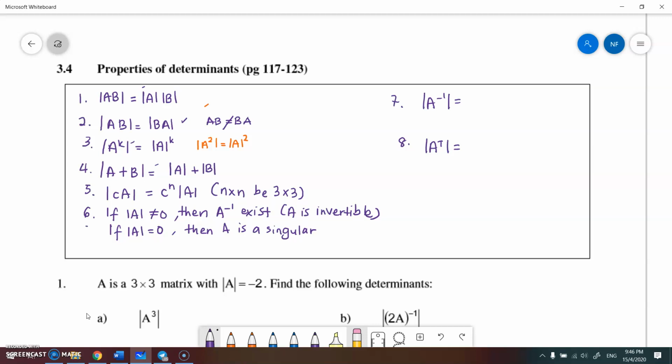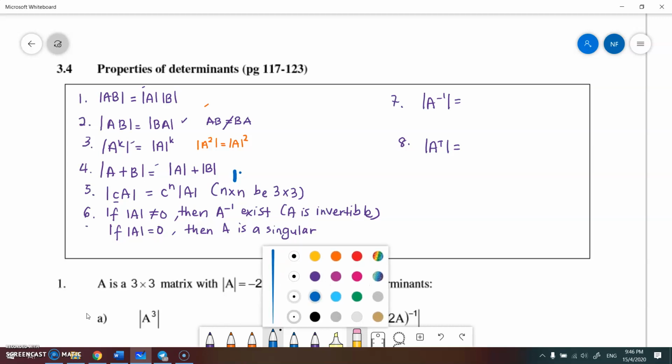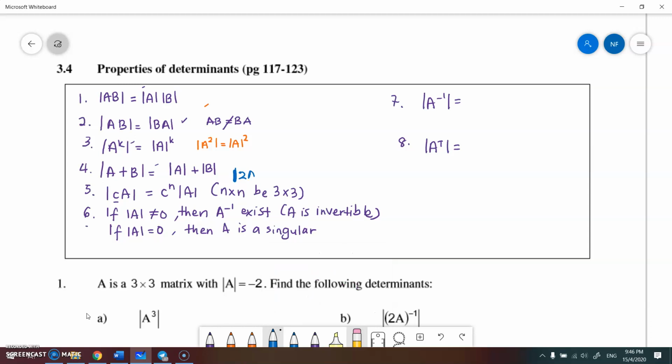Okay, number 5, C. If C is any number, a scalar, for example let's say C is 2, you have 2A. So determinant 2A is equal to 2 to the power of N times determinant A. But here N depends on the matrix. If it is a 3 by 3 matrix, you have to put the power of 3. If it is a 4 by 4 matrix, then this becomes 4. So it depends on the question.